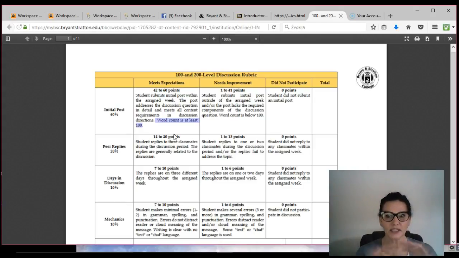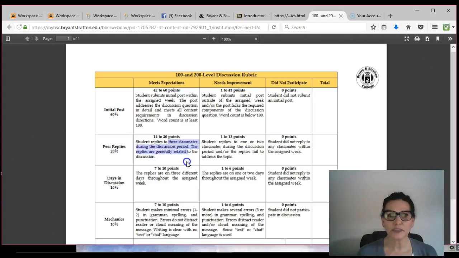That doesn't mean adding cute titles. It means the meat, the potatoes of what you're submitting to me. And if you do that, you'll get somewhere up in this amount of points. Peer replies. Student replies to at least 3 classmates, 3 during the period.